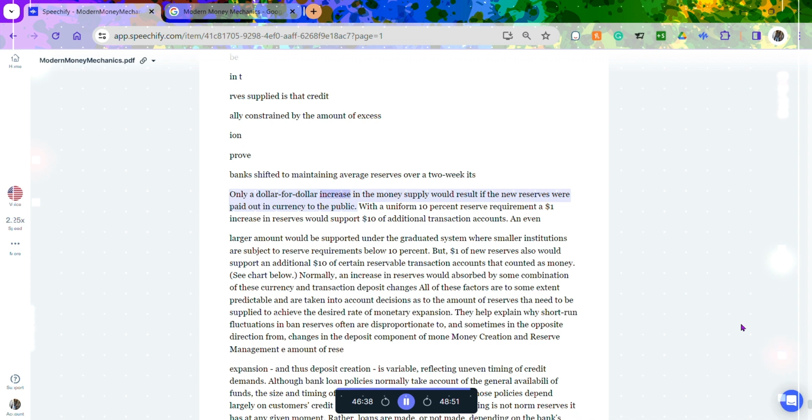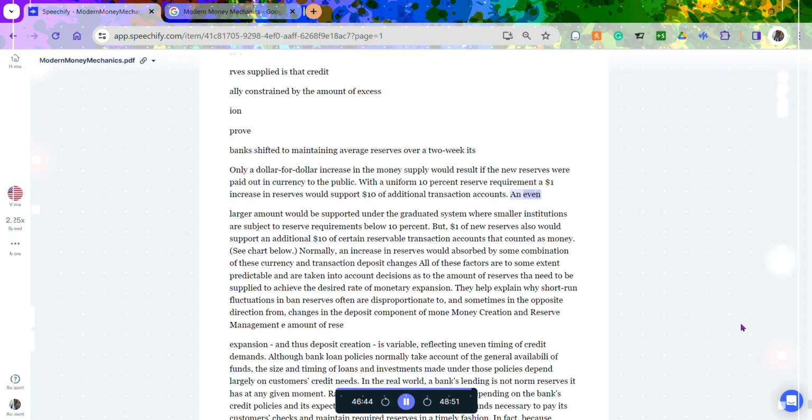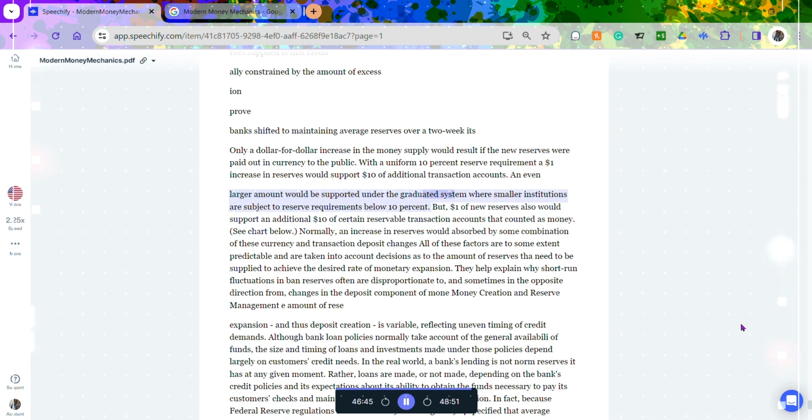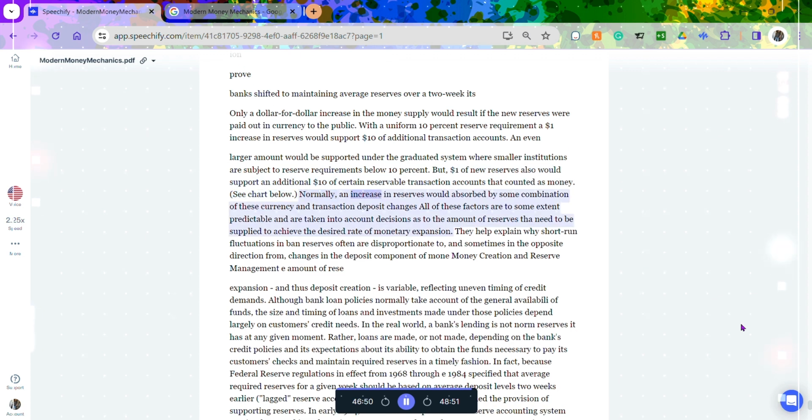Only a dollar-for-dollar increase in the money supply would result if the new reserves were paid out in currency to the public. With a uniform 10% reserve requirement, a $1 increase in reserves would support $10 of additional transaction accounts. An even larger amount would be supported under the graduated system where smaller institutions are subject to reserve requirements below 10%. But $1 of new reserves also would support an additional $10 of certain reservable transaction accounts that are not counted as money. See chart below. Normally, an increase in reserves would be absorbed by some combination of these currency and transaction deposit changes. All of these factors are to some extent predictable and are taken into account in decisions as to the amount of reserves that need to be supplied to achieve the desired rate of monetary expansion.